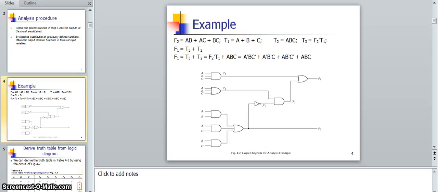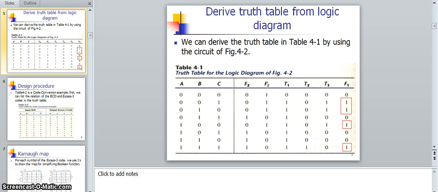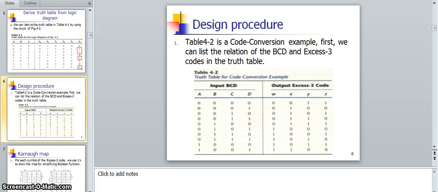This is an example of a combinational circuit. We have inputs and outputs. The output functions are F1 and F2. For the input, we are using AND gates and OR gates. This is the truth table for the previous example circuit.